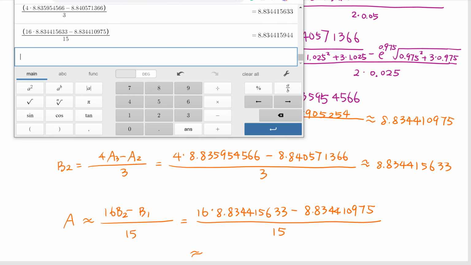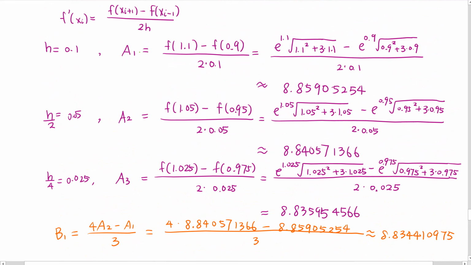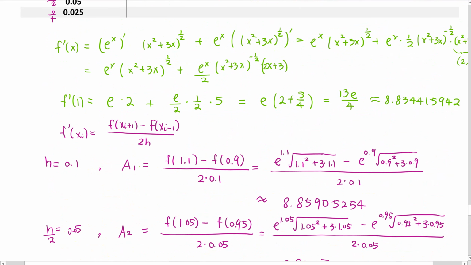Okay, 8.83441 and 5944. Let's look at our true value. Oh, see? Almost the same, just the last digit is different. Our last digit is 4, but in our true value, the last digit is 2. But it's already very, very close because this is the 6th order error approximation. So it's already very accurate.